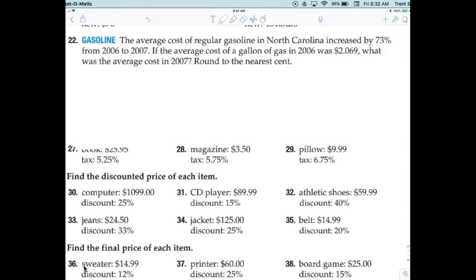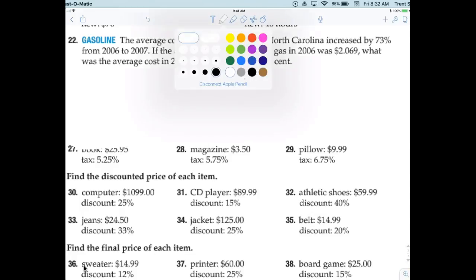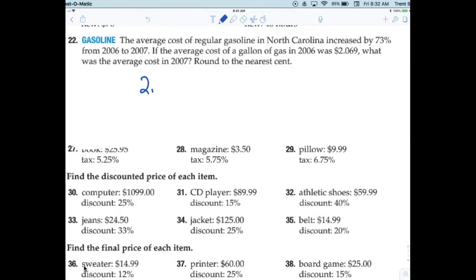Charlotte, tell me what to do. Just give me the numbers. What would I write down? Okay, $2.069. And then multiply it by 1.73. You are amazing. Everybody multiply that by 1.73. Do they agree with that? If you just multiply by the 73%, that'll just be the increase.